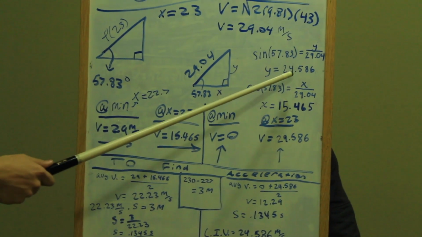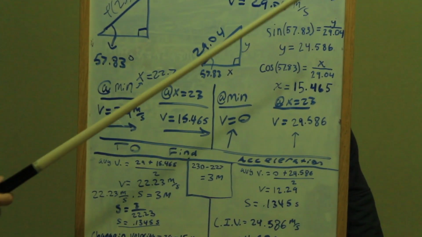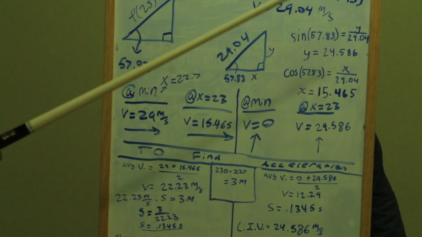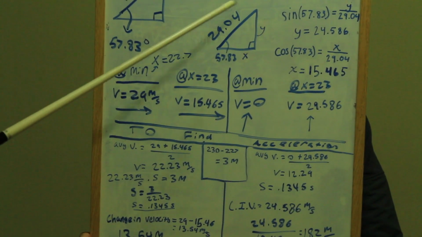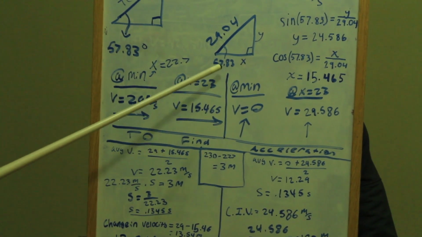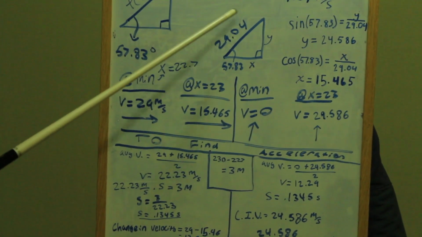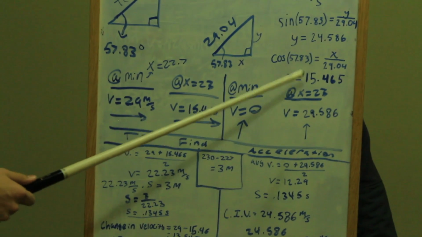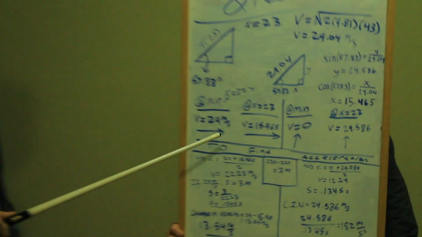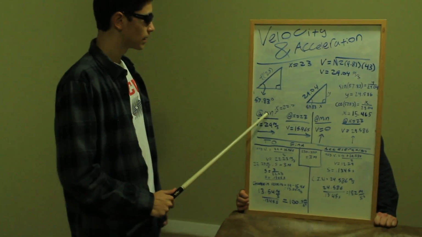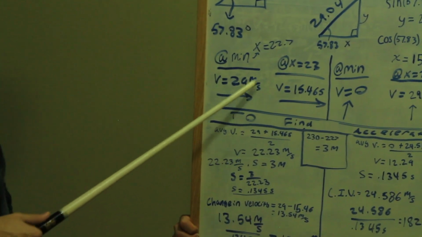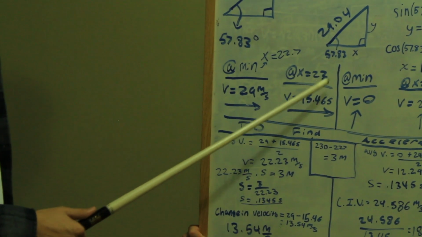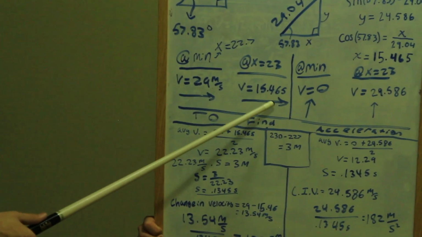Y comes out to be 24.586. Then, through the same rules, cosine of the angle equals adjacent over hypotenuse. So cosine of 57.83 equals x over 29.04, and x comes out to be 15.465. So looking at the horizontal components, at the minimum, where x equals 22.7, the velocity is 29 meters per second. And at x equals 23, the velocity equals 15.465 meters per second.